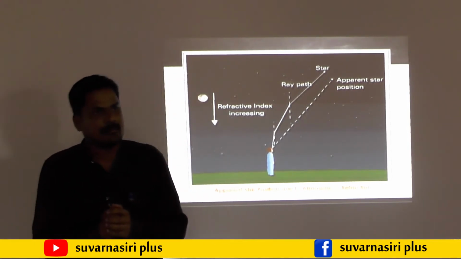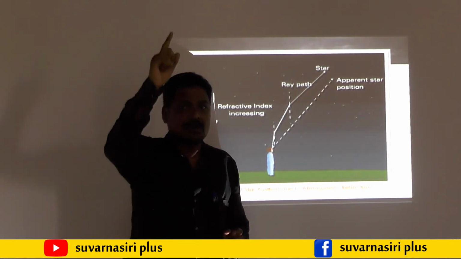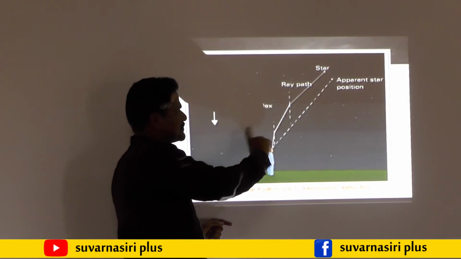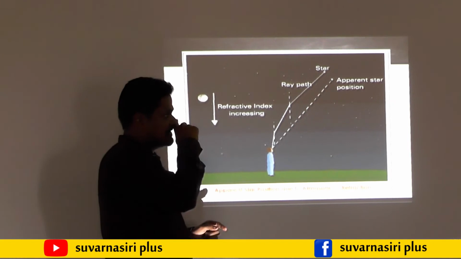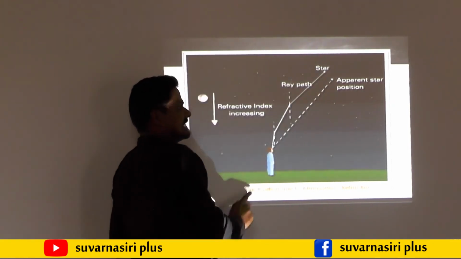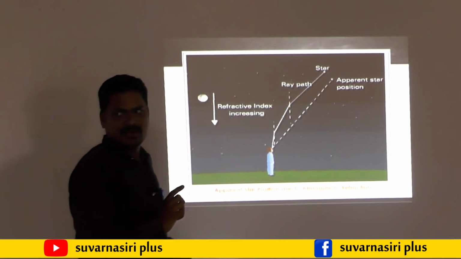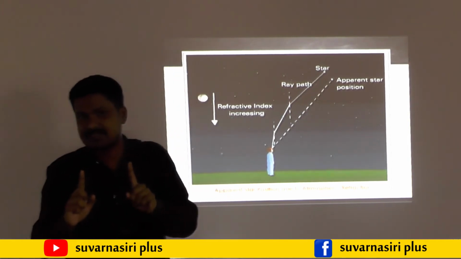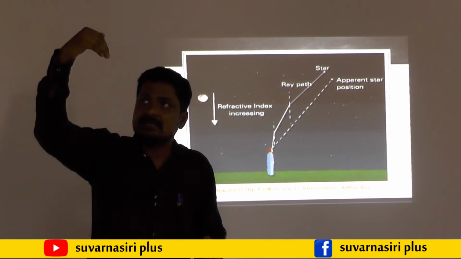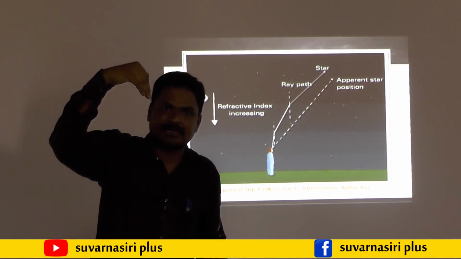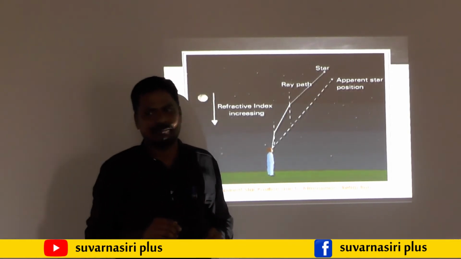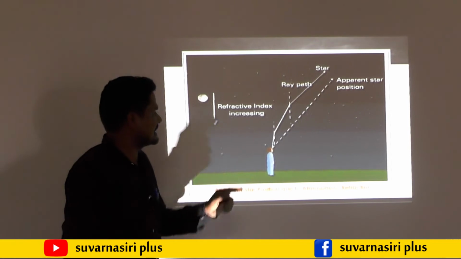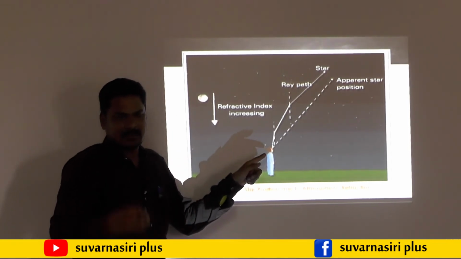Stars twinkle because they are very far away from us. Light coming from the star is bent by the atmospheric layers before it reaches the observer. The actual position of the star is here, but it is seen here, the apparent position, because of atmospheric refraction. You already know that refraction is nothing but bending of light. When the light comes from the star, it enters the several layers of the atmosphere, and the light bends and reaches the observer's eye.